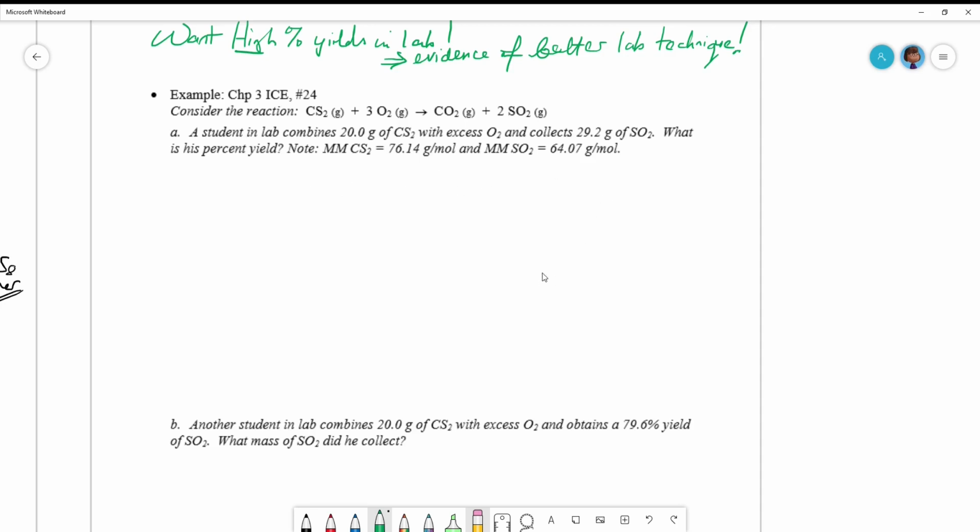Well, we know oxygen is in excess, so we don't have to worry about finding the limiting reactant, which means the 20 grams of CS2 are the limiting reactant. Now, what I want to focus on here is this 29.2 grams of SO2. Well, what does it say in the problem? That this was the amount of SO2 collected in lab.